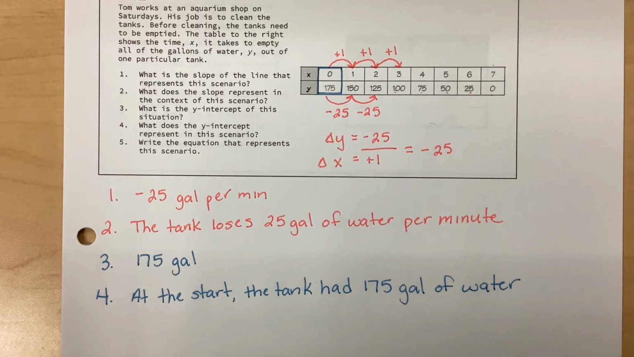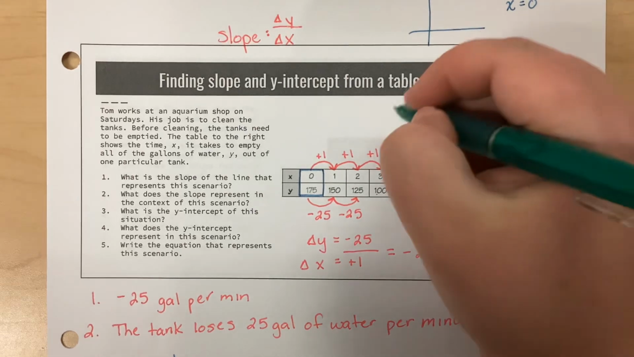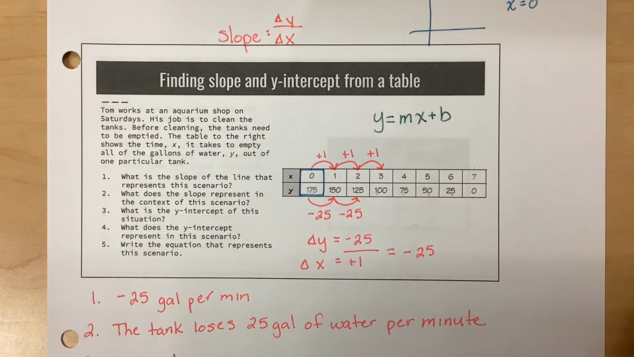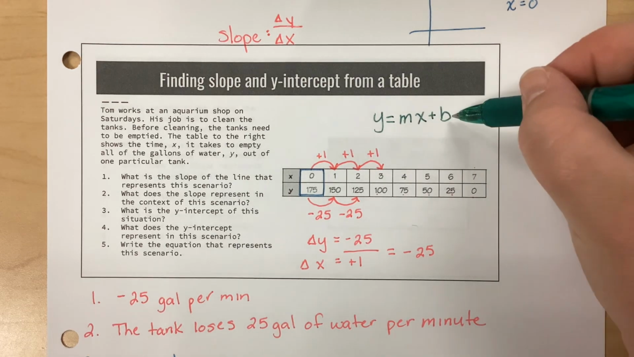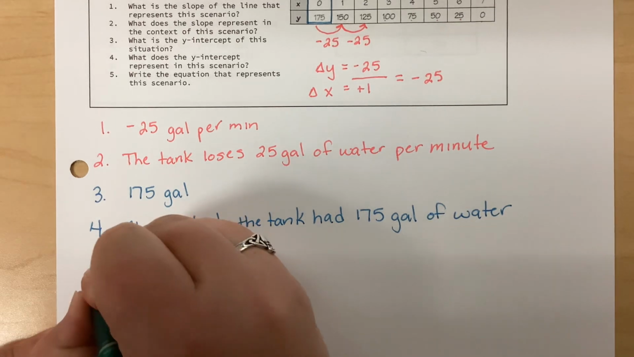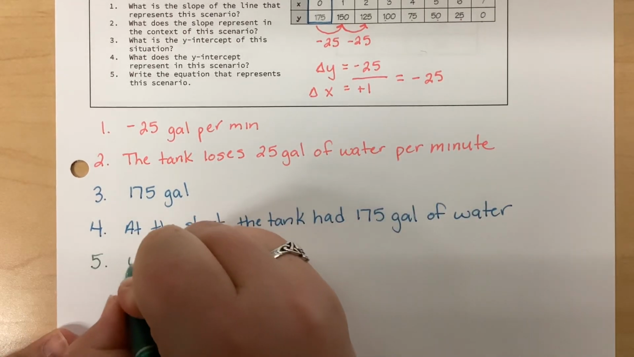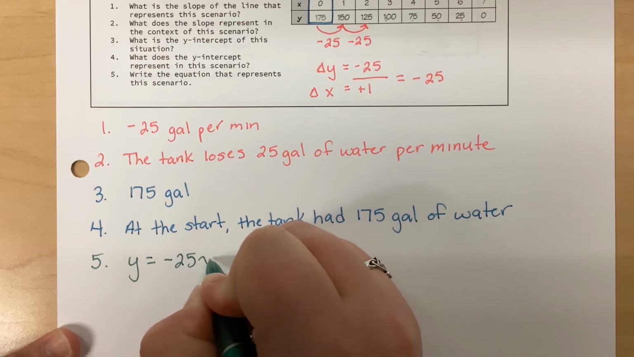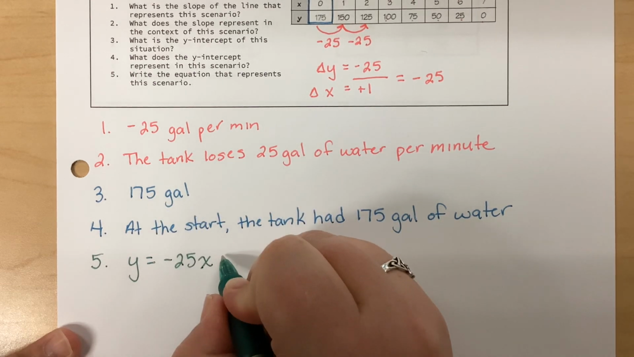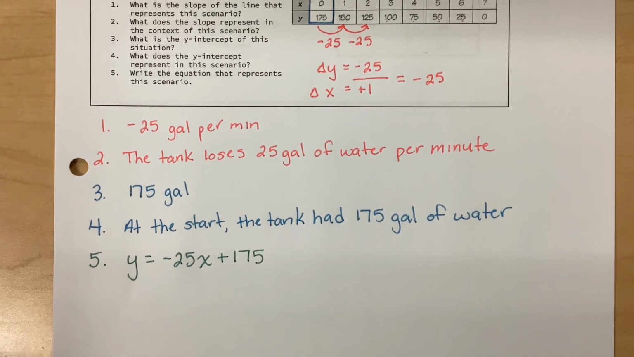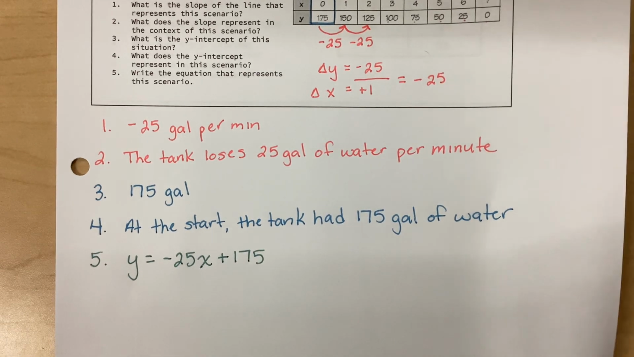All right, number 5. Now we can write the equation. So remember, your equation is y equals mx plus b. Your slope is your m, your y-intercept is your b. So we're going to take those two things that we just found and write an equation. So for number 5, I have y equals, my m is negative 25, x, and my y-intercept is 175, which is positive, so I'm going to put plus 175. And that would be my equation for this scenario. Let's try another one.